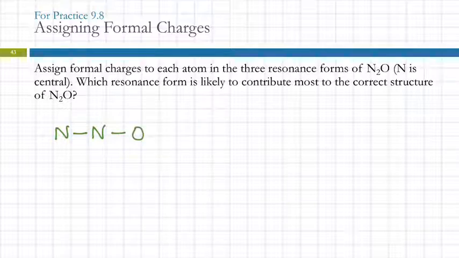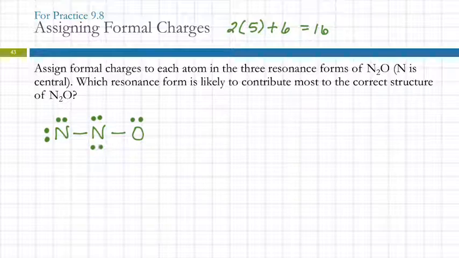Each nitrogen has 5 valence electrons, so we've got 2 times 5, and oxygen has 6. So that's 16 electrons to mess around with here. We've got 2, 4, 6, 8, 10, 12, 14, 16. I don't have enough. Need to do some sharing.